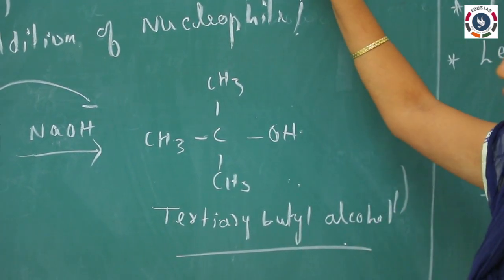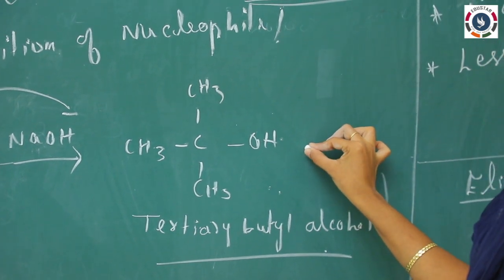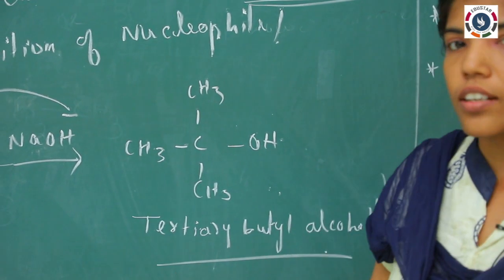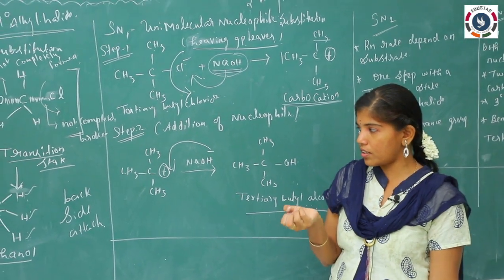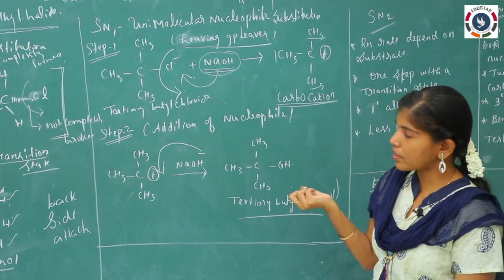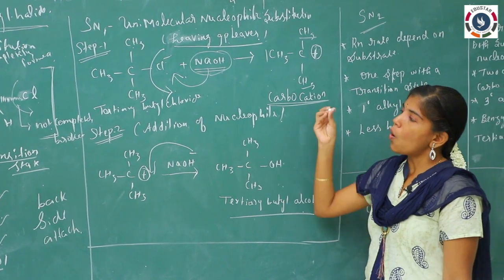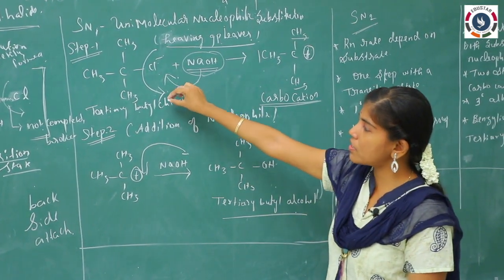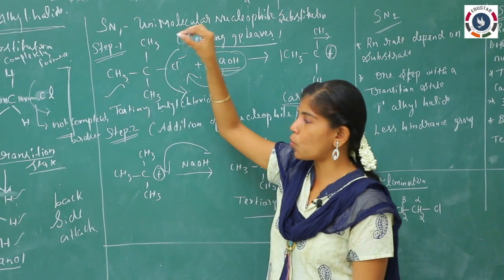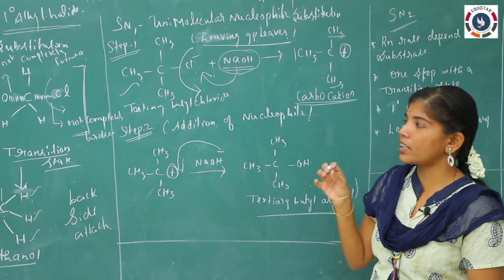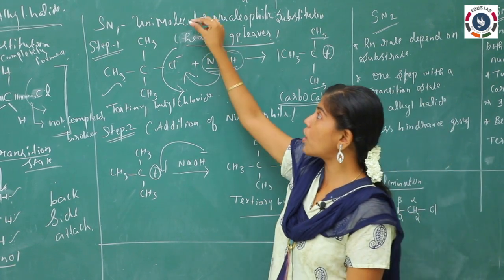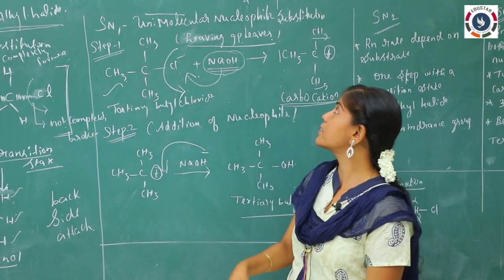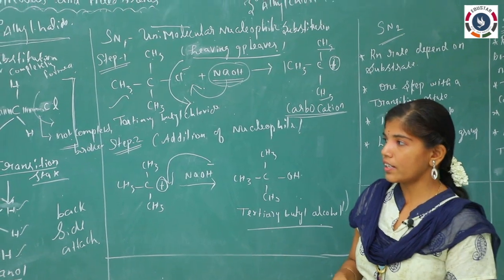Here the reaction takes place in 2 steps, and the reaction rate, what is the reaction rate? That is determining the speed of the reaction. The reaction rate depends only on the substrate, that is the reactant molecule. Only the substrate is concerned with determining the rate of the reaction. It is called the unimolecular nucleophilic substitution reaction.